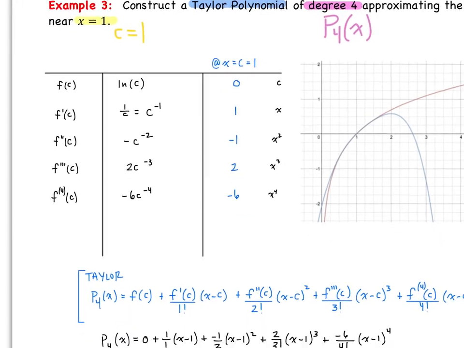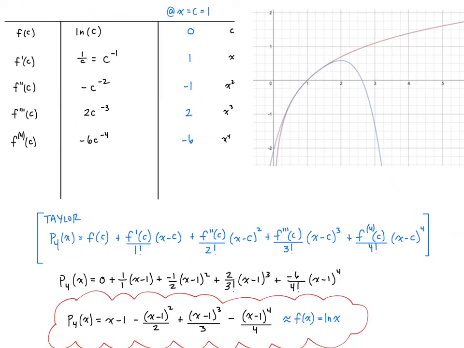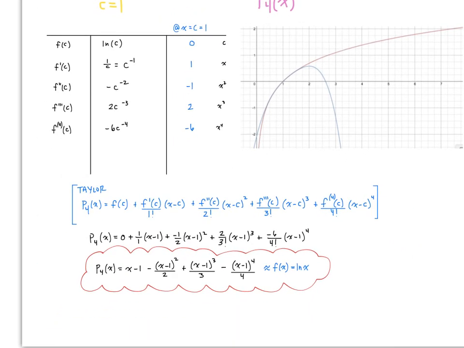All right, so now just a reminder, our Taylor polynomial P4, the fourth degree polynomial, is equal to f of c plus f prime of c over 1 factorial times x minus c plus f double prime of c over 2 factorial times x minus c squared, etc., etc. Okay, so now what we're going to do is plug in what we know, and we're going to simplify. Okay? All right.